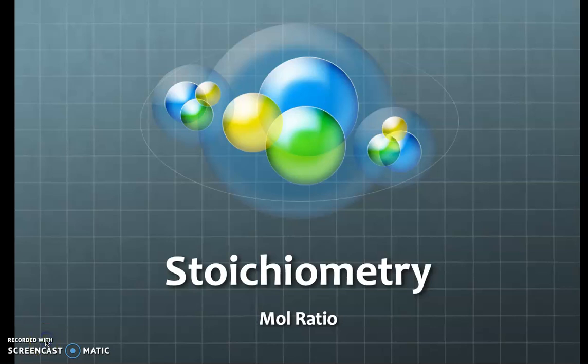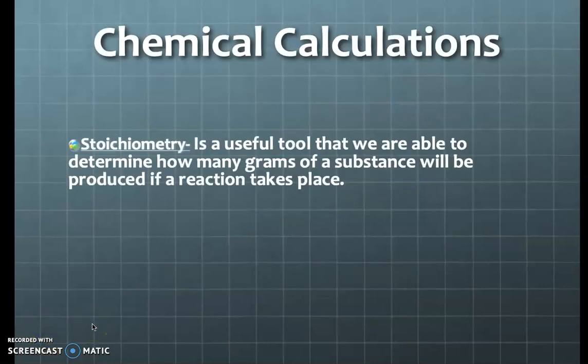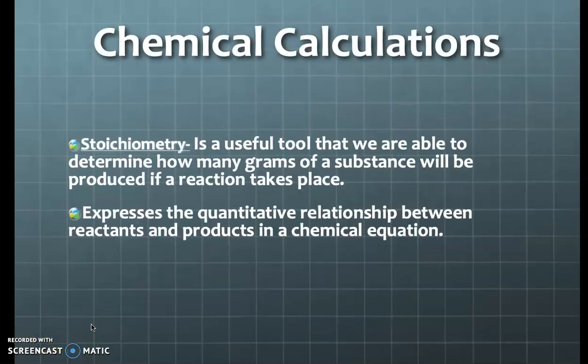All right, so what is stoichiometry? Stoichiometry is a useful tool that lets us determine how many grams of a substance will be produced if a reaction takes place. It expresses the quantitative relationship between reactants and products in a chemical equation. As long as you have the correct balanced equation and you're given a mass of one of those substances, you can convert to the mass of any of the other substances using stoichiometry.